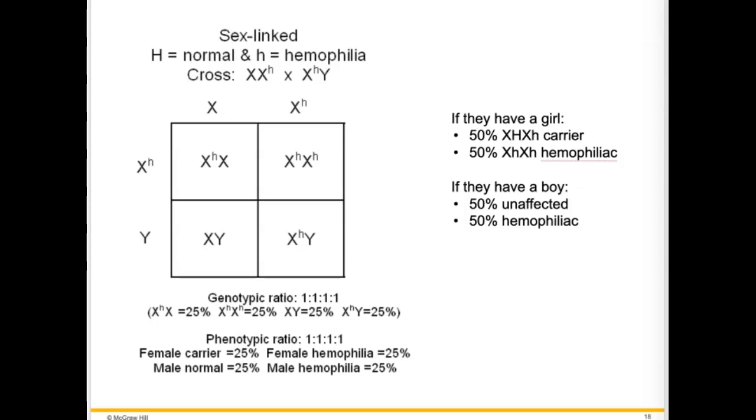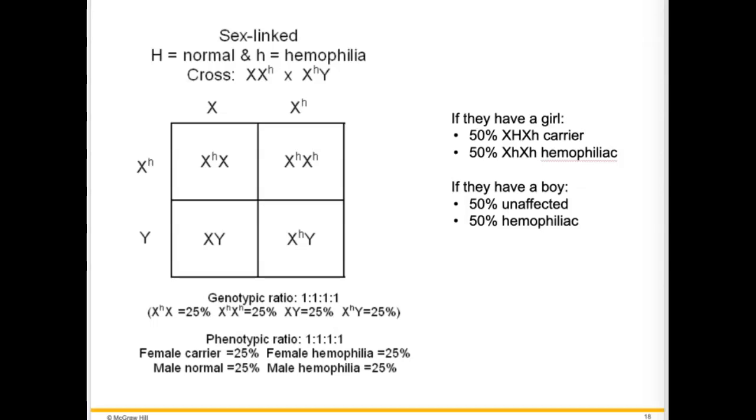If the father is a hemophiliac, he would be X little h Y. If the mother is a carrier, her genotype would be X big H, X little h. Each time this couple mates, they have a 25% chance of having a girl with hemophilia, a 25% chance of having a girl carrier, a 25% chance of having a male hemophiliac, and a 25% chance of having an unaffected male. We could look at it this way as well.